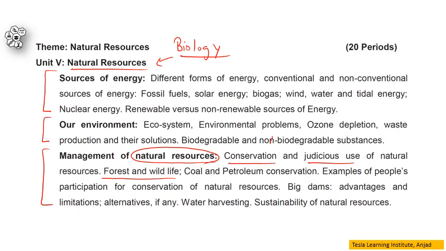We save our forest and wildlife. We reduce our consumption of coal and petroleum. We're going to discuss how people's participation can help in natural resources, and the big dams, are these a good thing or a bad thing? Because big dams help in generation of electricity and also help in irrigation, but big dams are also dangerous for flora and fauna in that area. So what are the advantages of these? What are the limitations of these? We're going to discuss all these things when the time comes. Okay, so this is your whole basic syllabus of science.